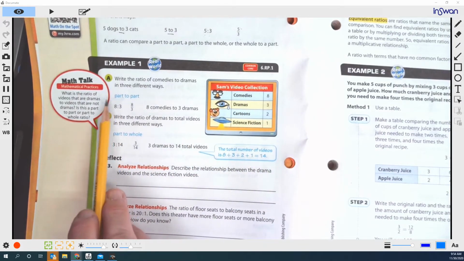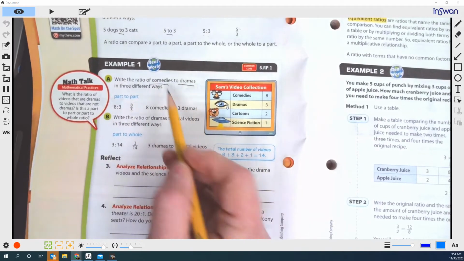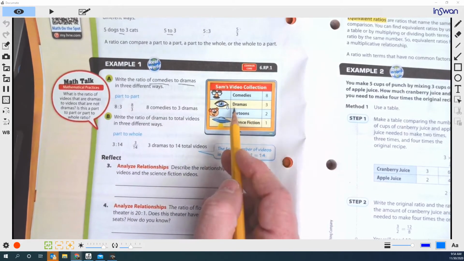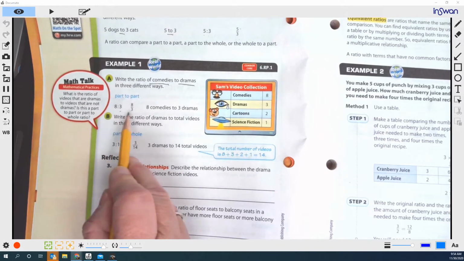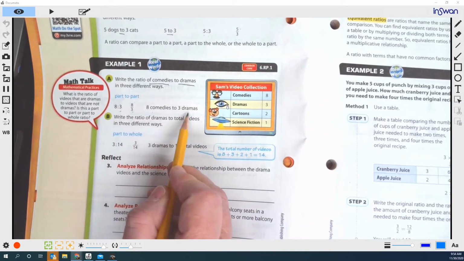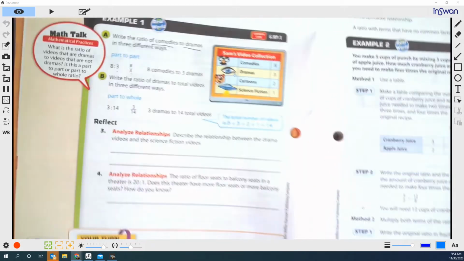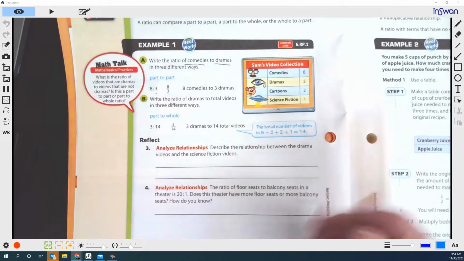If you look at a part to part, if we're going to do comedies to drama, comedies are going to go first, and we have 8 comedies. Dramas will be second, 3. So it's going to be represented as 8 to 3 with the colon, or 8 over 3, or 8 comedies to 3 dramas. And that can work with any of them, but you need to make sure that when we do this, that you label the parts that go with it.